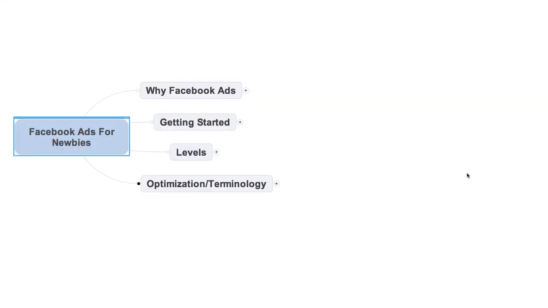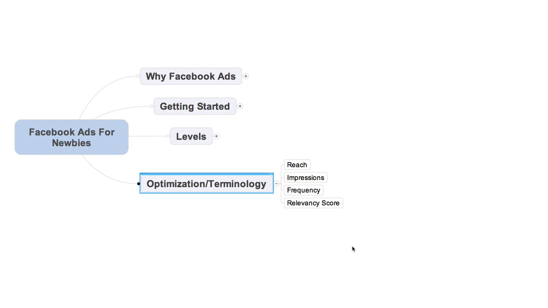Okay, so what we're going to finish off with is optimization and terminology. I do apologize, I could have put so many different optimizations here, but I wanted to keep it nice and simple. I could have put in stuff like CTR, conversion or tracking, all that kind of stuff. But I've gone for, as I said, this is very newbie friendly, the basic optimization terminology, what people should be looking for and paying attention to when it comes to their Facebook ads. So the four I've gone for are reach, impressions, frequency, and relevancy score.